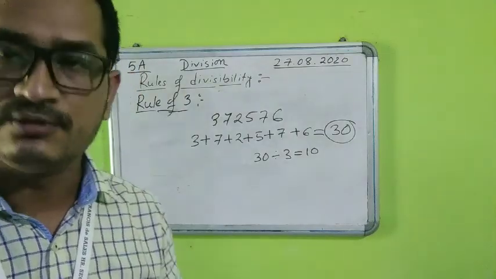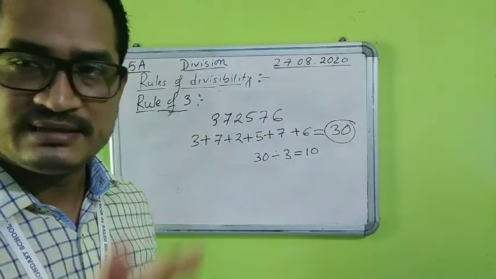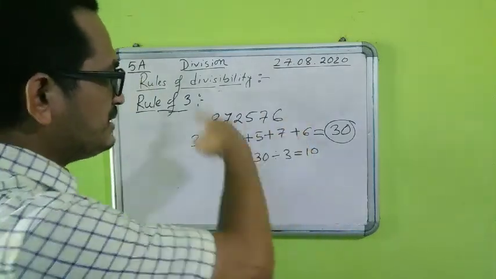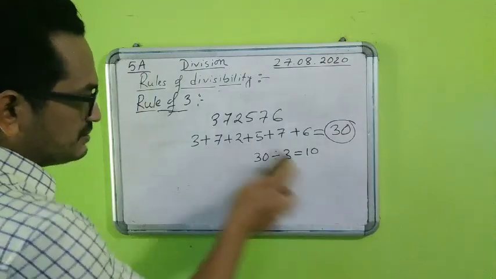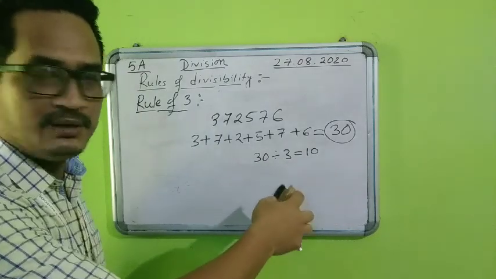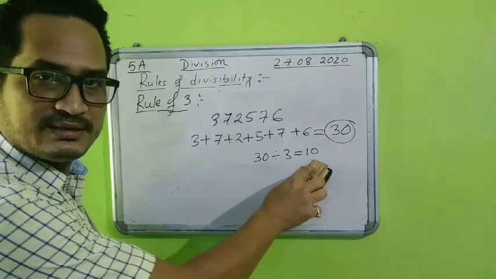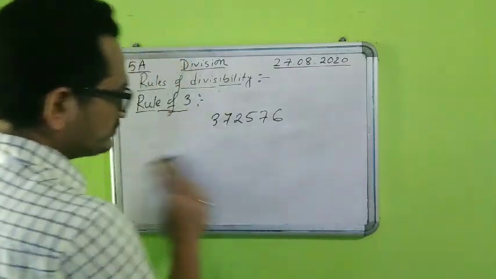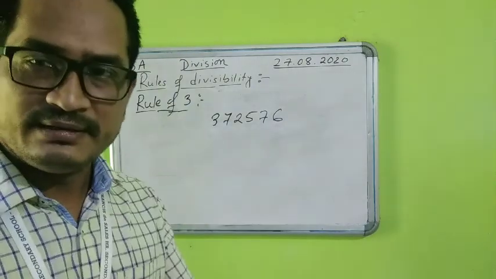So it's a very easy rule. You need to add all the digits, and see whether the sum is divisible by 3 or not. If it is divisible, then the complete number will be divisible by 3. So we already came to know that it is divisible by 3 because the sum is 30 and 30 can be divided by 3. That is, 10 you will get, no remainder. But let us verify also. This I have told by myself, so let us verify whether it is correct or wrong.